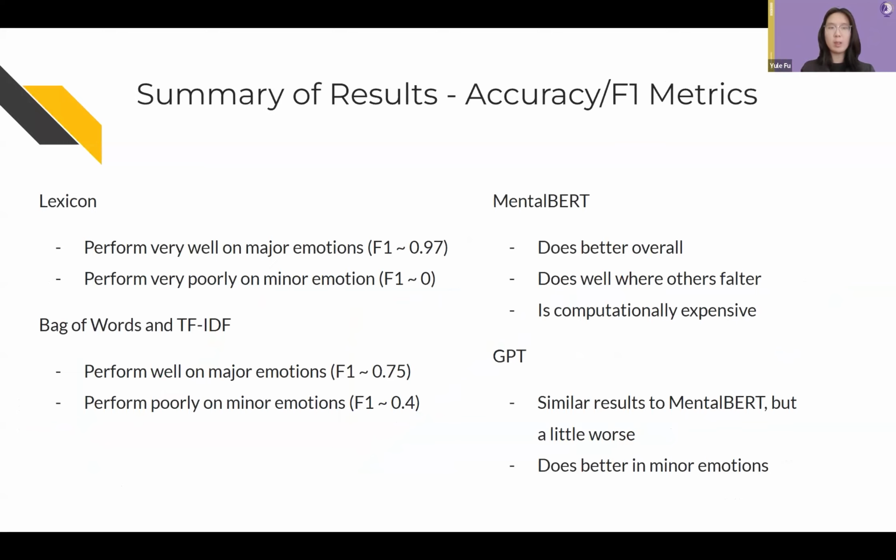So we found that lexicon-based performs very well on major emotions, so emotions that occur very often, and that's probably because you have a lot of data to train it on. And that is similar for bag of words and TF-IDF. However, when you don't have a lot of data to train on, lexicon, bag of words and TF-IDF perform more poorly. And that is when MentalBERT and GPT, because they're pre-trained models, perform better. However, it is more computationally expensive.